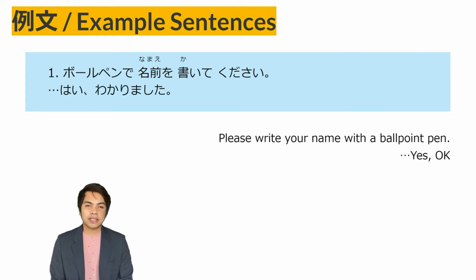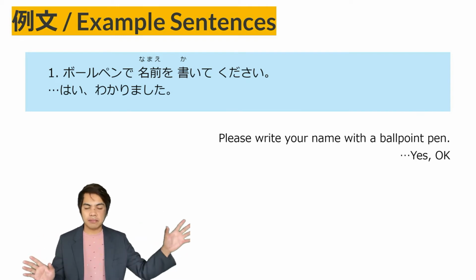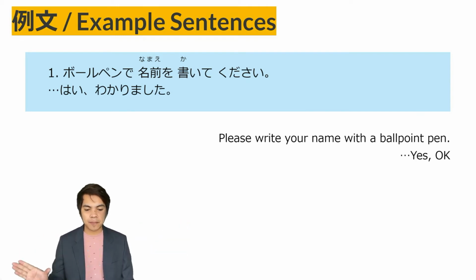Now for the lesson 14 example sentences. Number 1, boropen de namae o kaite kudasai. Hai, wakarimashita. So boropen de, this is the tool and particle de, the tool or means used by the verb. So using a ball pen, namae o kaite kudasai.